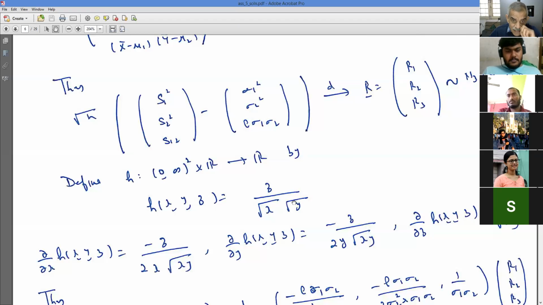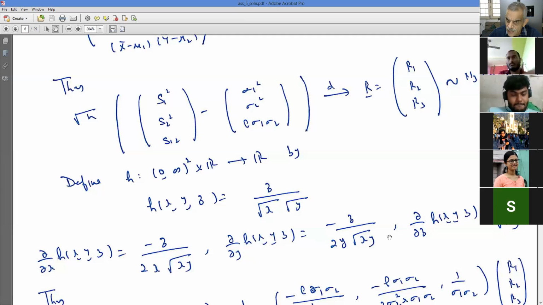But this is a function of 3 variables. In one variable you only needed one derivative. Now, since it is a function of 3 variables, you need partial derivatives with respect to all 3 components. This I did in the notes, the multivariate delta method. The partial derivative with respect to x becomes minus z upon twice x root xy. With respect to y it becomes minus z upon twice y root xy. With respect to z it becomes 1 upon square root xy.